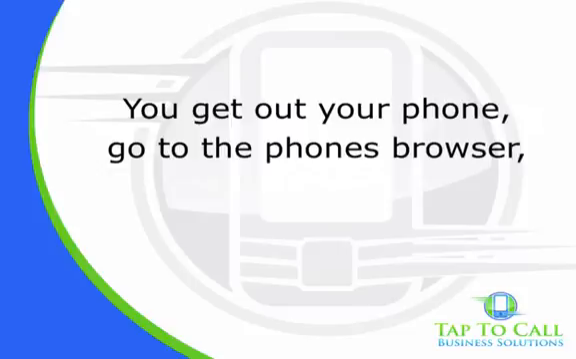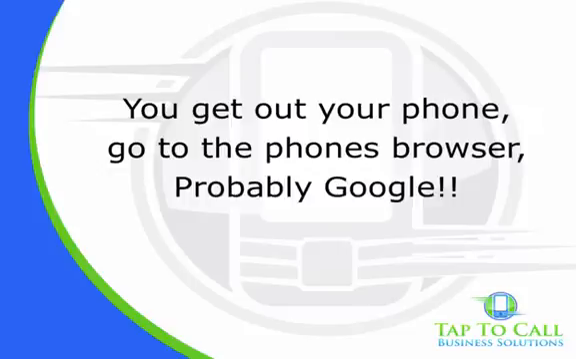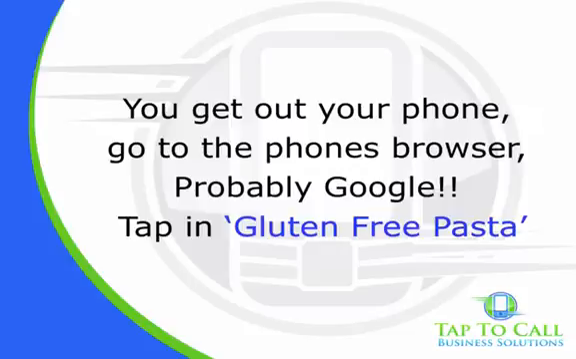You get out your phone, you go to your phone's browser, which is probably Google, and you tap in gluten-free pasta. Then your browser, be it Google, Safari, Firefox, whatever, sends out its little spiders to go and get you an answer. So where do those spiders go? They go look at websites, YouTube, Facebook, Twitter, LinkedIn, Instagram, Pinterest, all those. They look at articles, they look at everything. And the spiders collate all the info they get and decide which one best suits the search for a mobile, and then they list the results in descending order.